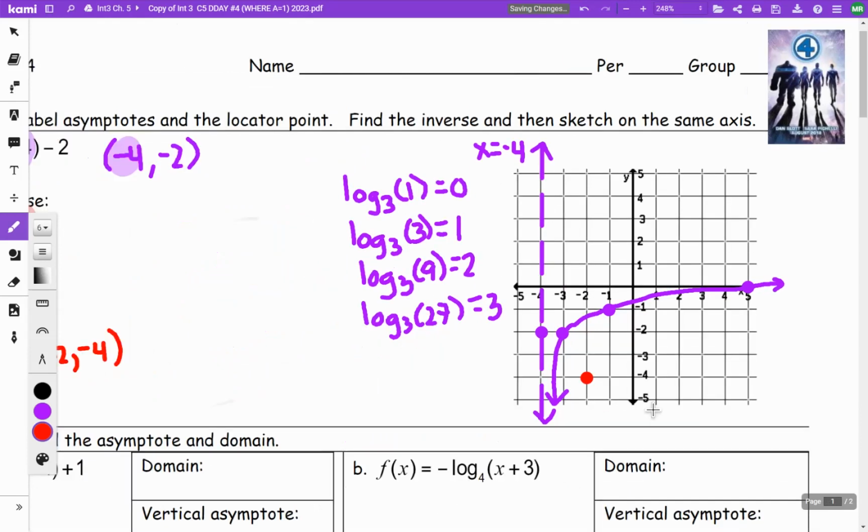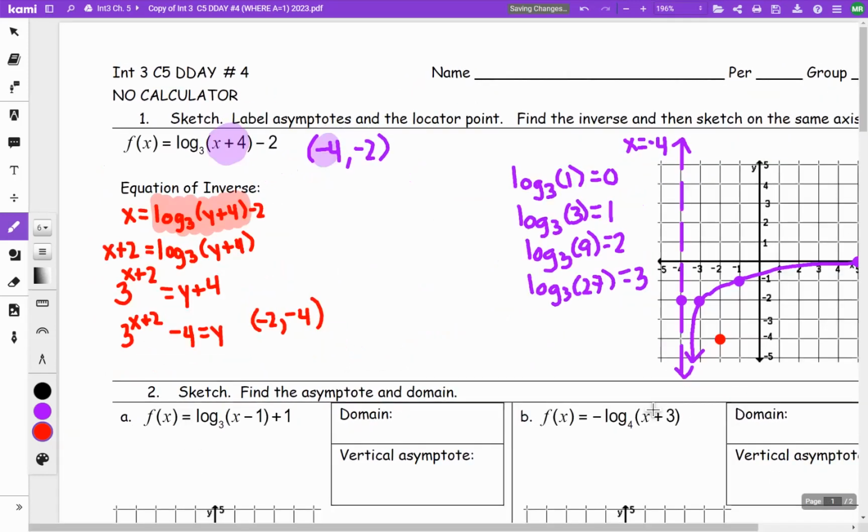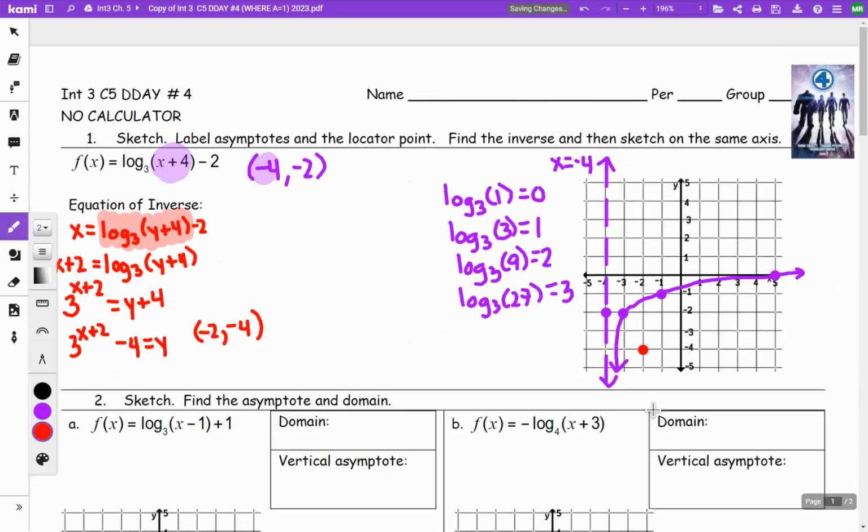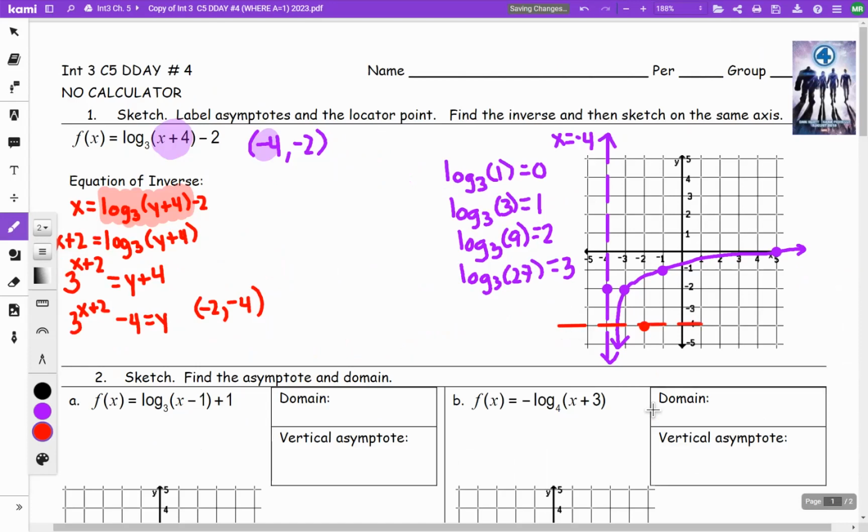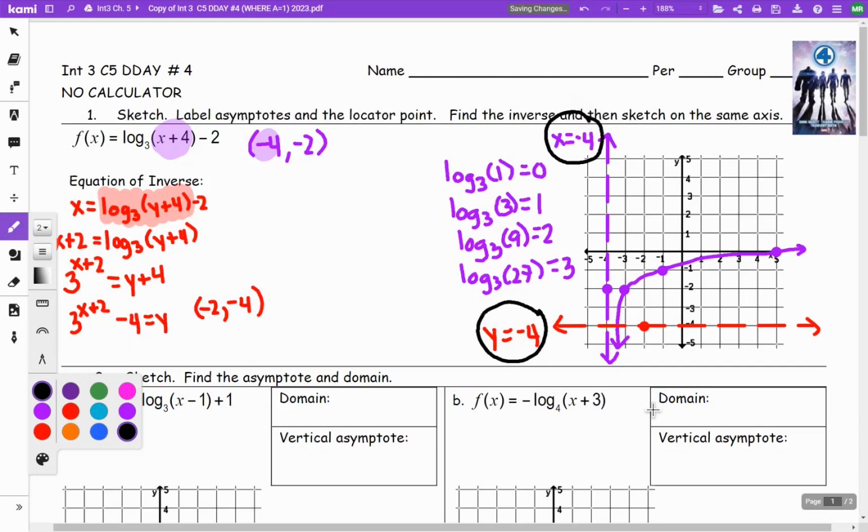And I am going to have an asymptote going through this. Now, these ones have an asymptote that is going to be horizontal, so it is going to go horizontally through that point. The equation of this horizontal line is going to be y equal -4. So you'll notice that my logarithm had x equal -4, and its inverse, which is my exponential, has y equal -4. Remember, inverses, x and y get switched.